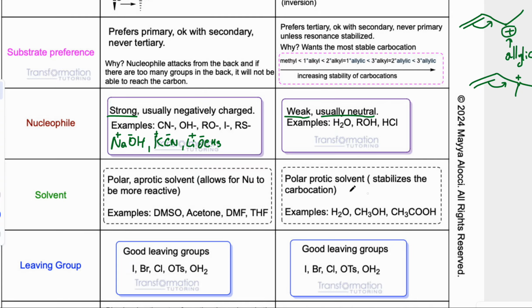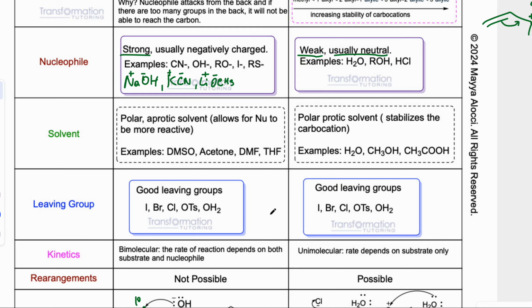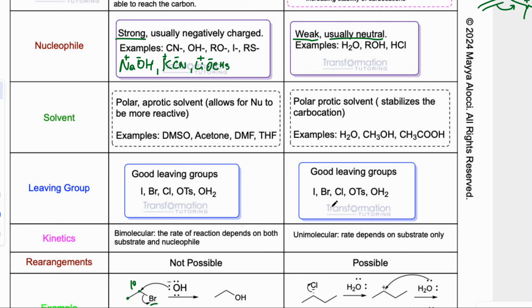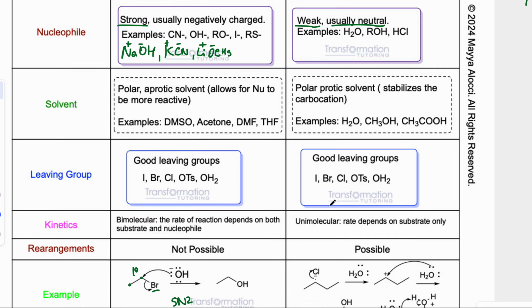For solvent, remember SN2 wanted polar aprotic solvent. SN1 wants the opposite. It wants polar protic solvent, something that can give a hydrogen, because that will stabilize the carbocation. Anything that will make the carbocation happy will help SN1 reaction. So for example, we have here H2O, CH3OH, CH3COOH. These are all examples of polar protic solvents, usually water, alcohol, or acid. Just like SN2, SN1 wants a good leaving group. All of them want a good leaving group.